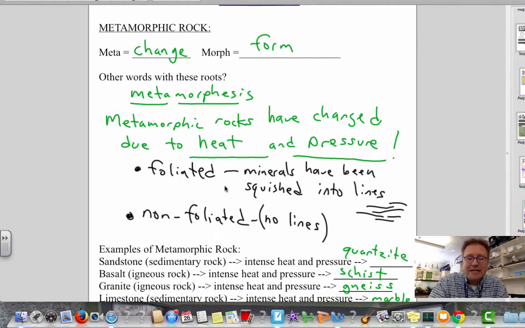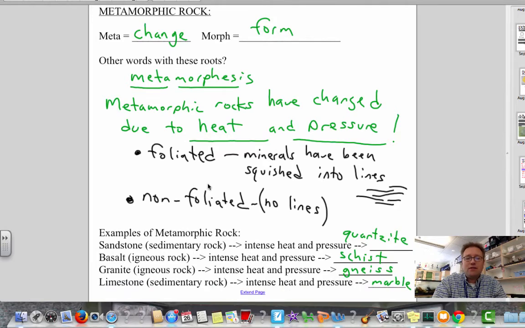That's called a foliated metamorphic rock. But sometimes there are no lines, and those are called non-foliated rocks. So for example, sandstone, if squished under heat and pressure, can create something called quartzite, a type of metamorphic rock. Quartzite is a non-foliated metamorphic rock. You don't see any lines in quartzite.